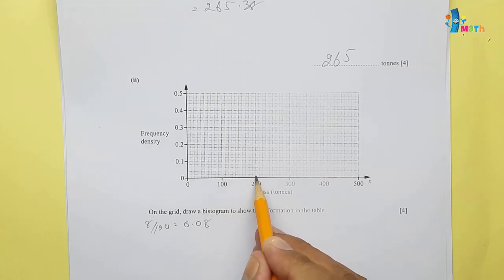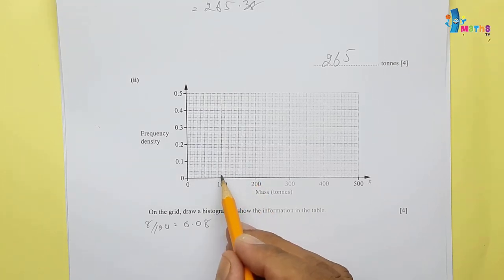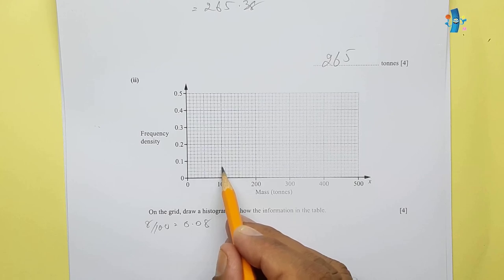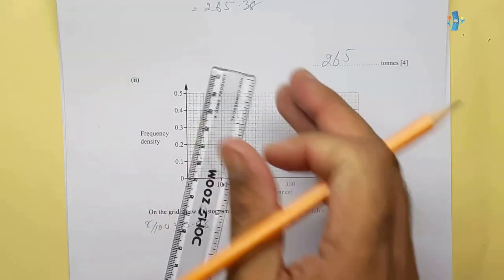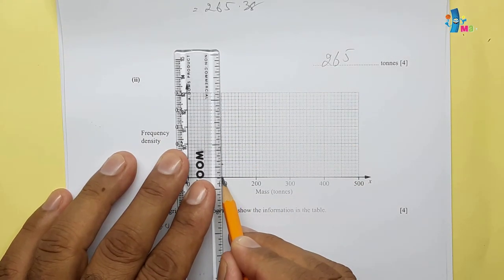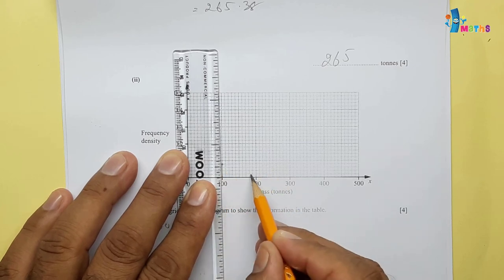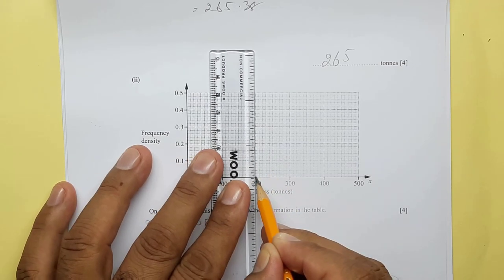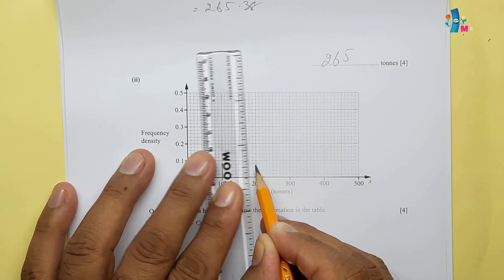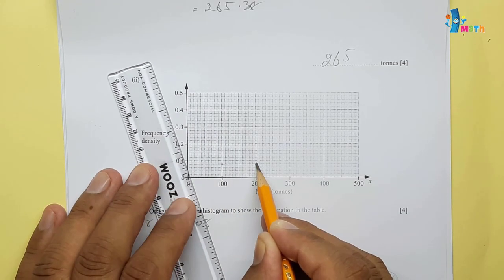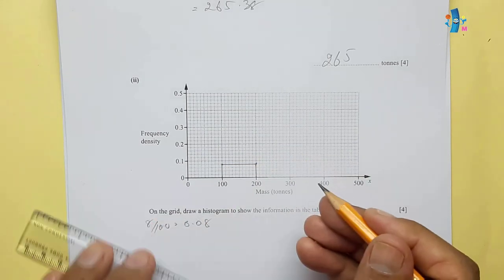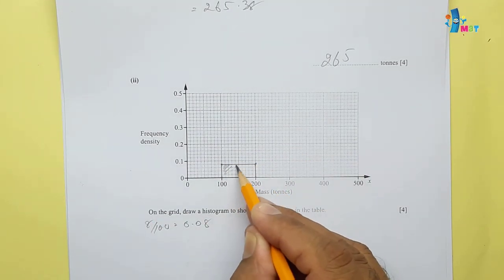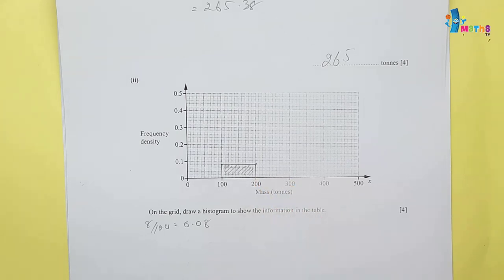So 100 to 200 is this one. 0.08 will be 1, 2, 3, 4 small boxes. So up to this one I will draw, so that you can see this, from 100 to 200 and 1, 2, 3 and 4 boxes, and we can join this one. So this is the histogram bar for this portion.